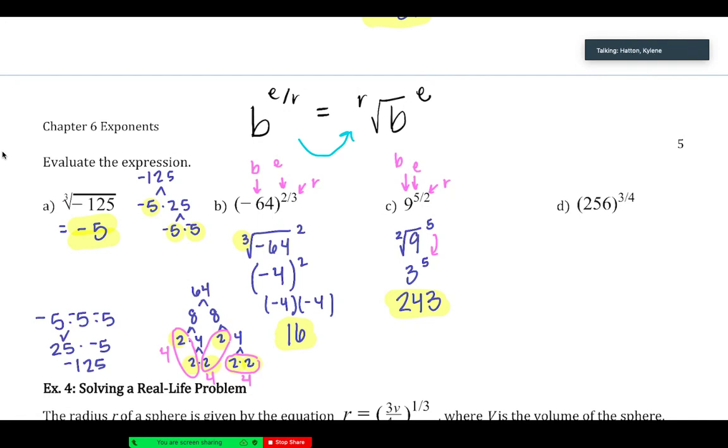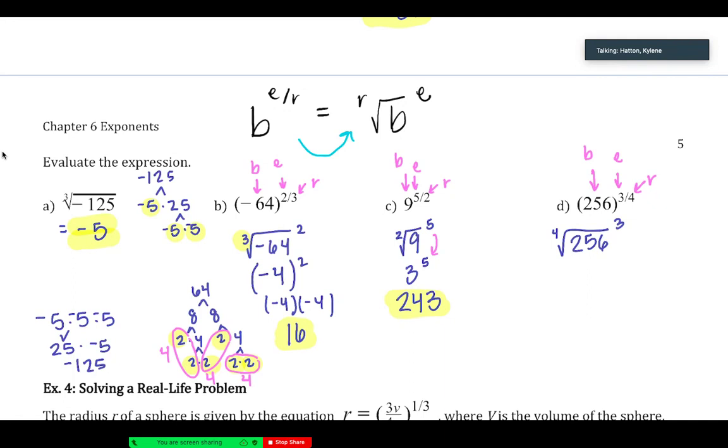And then for the last one, for D, 256 raised to the 3/4 power. Same thing, we want to rewrite it in radical form. So the 256, that's my B. The 3, that's my E. The 4, that's my R. So if I rewrite it in radical form, the 256 goes inside of the radical, the 4 becomes the root, and the 3 becomes the exponent. So I have to find the 4th root of 256 and then raise that to the 3rd power.